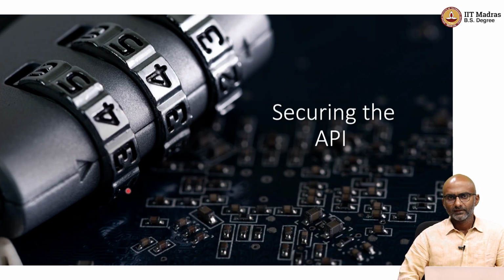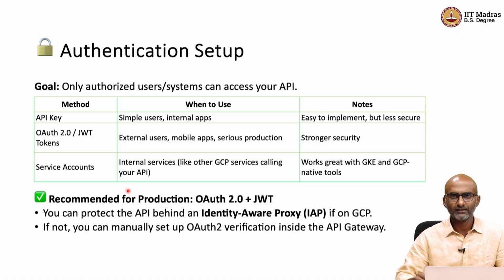Welcome back. Let's quickly look at how you would go about securing your API, and then we would dive deeper into a specific security problem statement with a lab example. So the most basic of security features that your ML system should have is to secure the API.